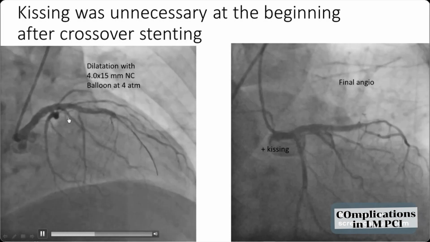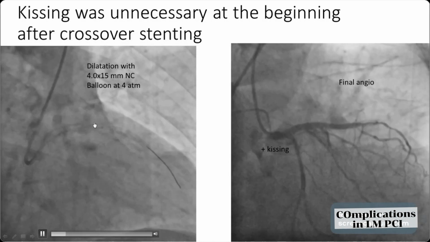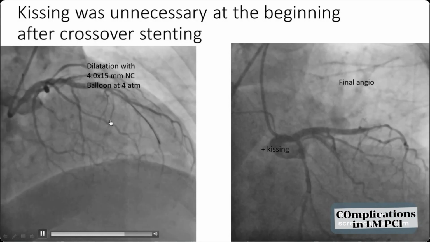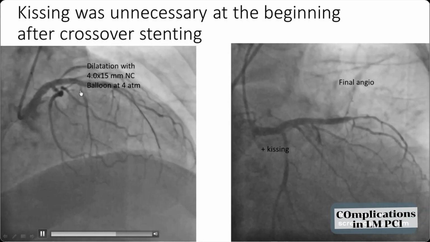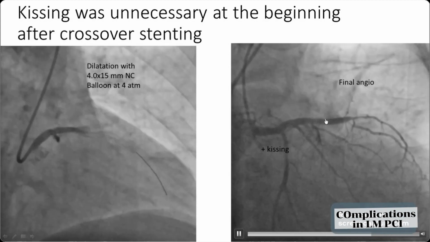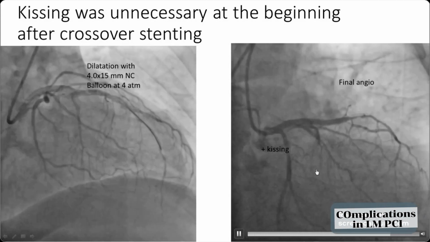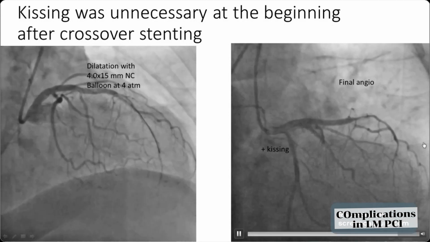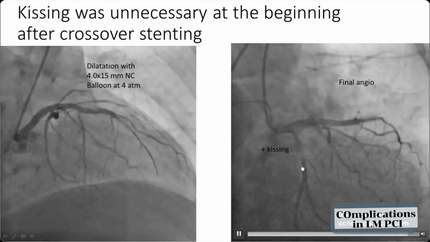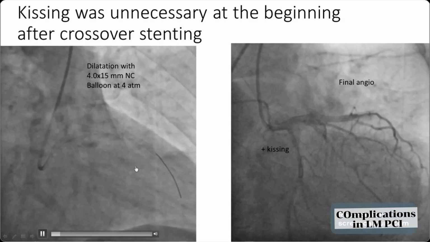What's the next plan? We used a 4.0 non-compliant balloon here at low pressure. It was actually a post-dilatation balloon of the new stent. And then we dilated the overlapping area and the ostial and proximal LAD segment. And then we put a 2.5 balloon into the circumflex. We dilated circumflex and LAD accordingly, and finally made kissing ballooning. And this is the final image.